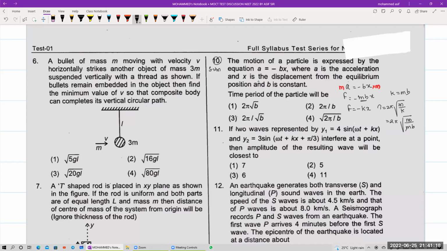This m will get cancelled. So that will be equal to 2 pi divided by root b. So the third option will be the answer for this. Okay, the 11th one is sound waves.